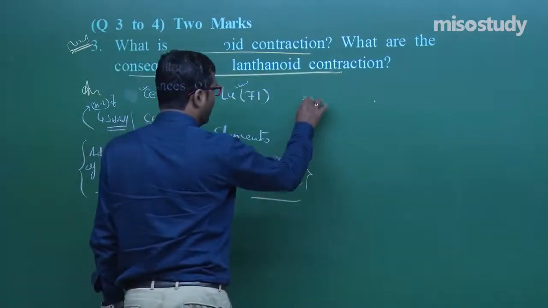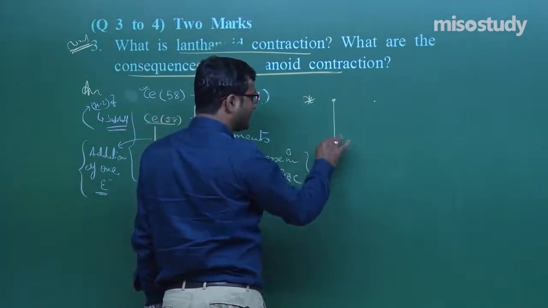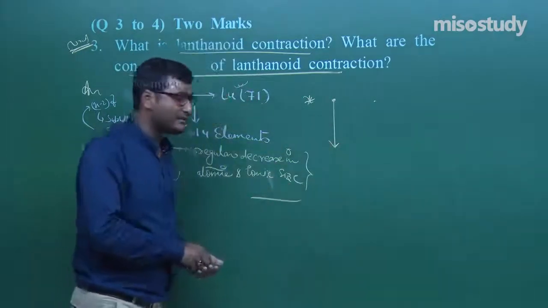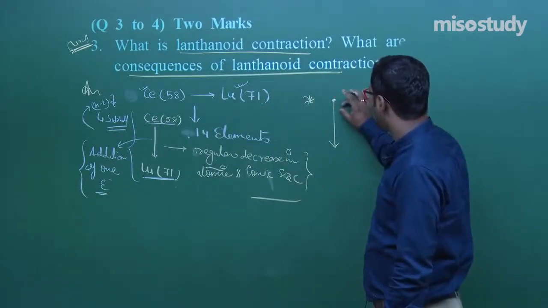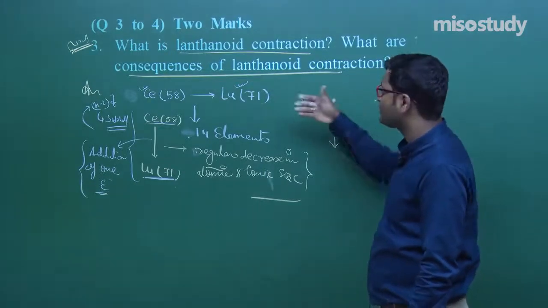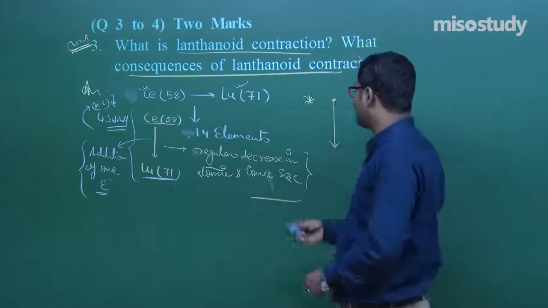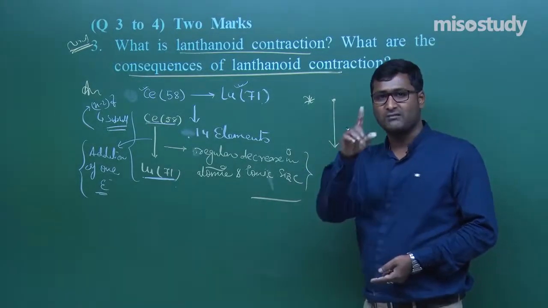First consequence, what we observe: due to lanthanide contraction there is a decrement in size, but the decrement in size is very small, that is there is no large difference in size between two elements of the lanthanide series. Due to this reason they all have almost equal chemical properties. This is the first consequence.